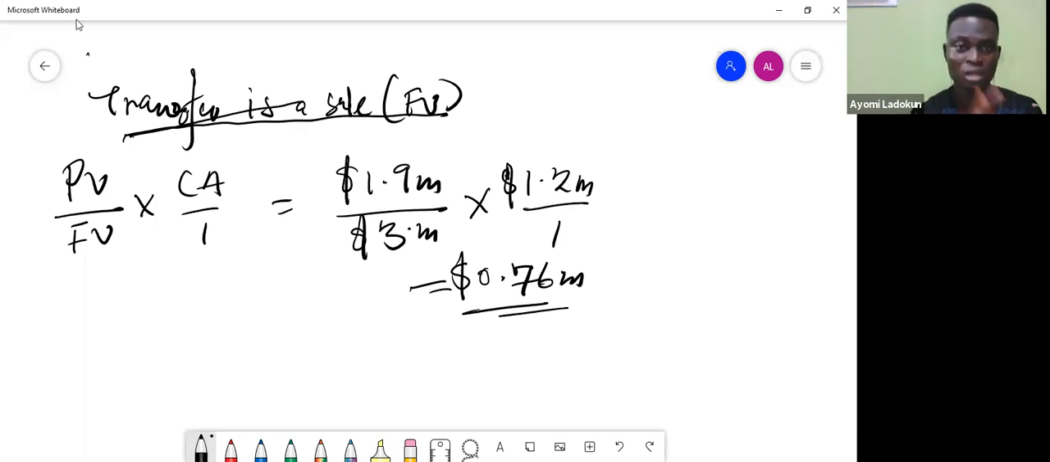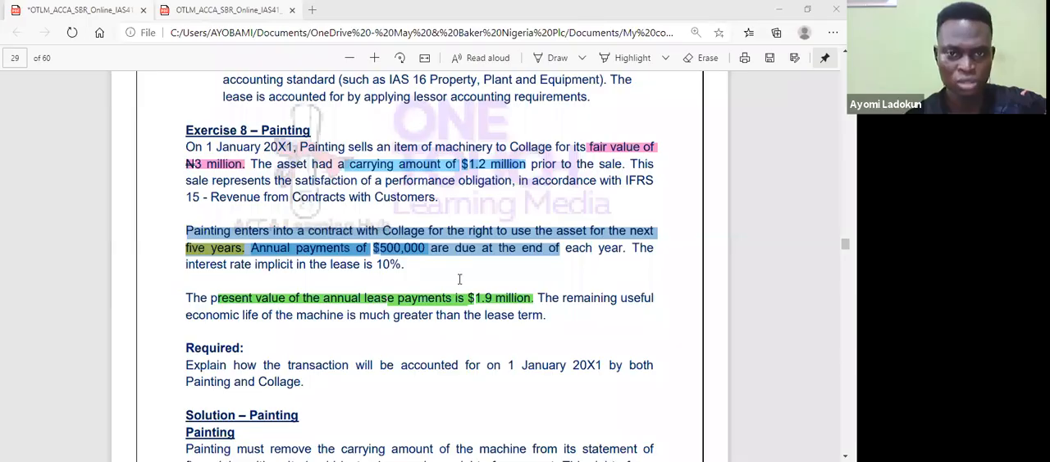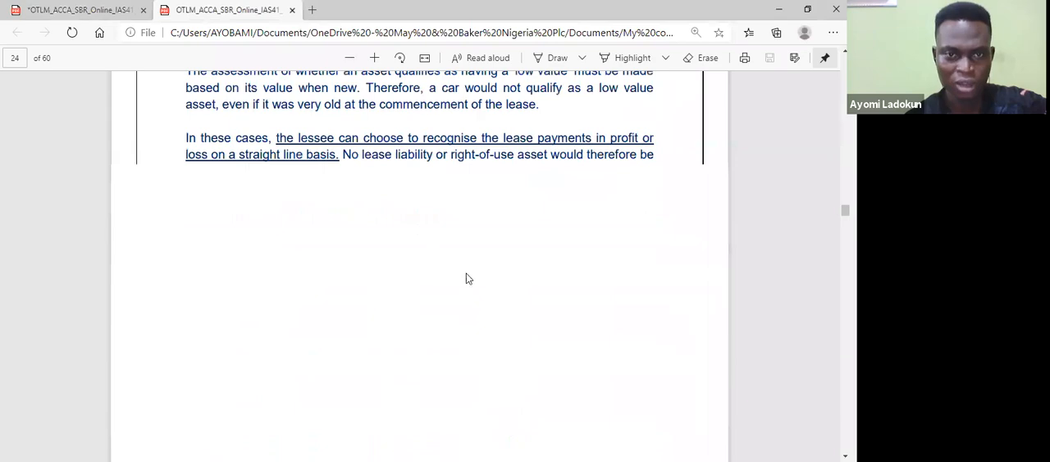If transfer is a sale and it's at fair value, so what do we do to this 0.76 million? I'm going to show you shortly. That's what they are saying: as a proportion, you measure the right of use asset as a proportion of the previous carrying amount that relates to the right retained. So let me come back to the main slide. This is my question.